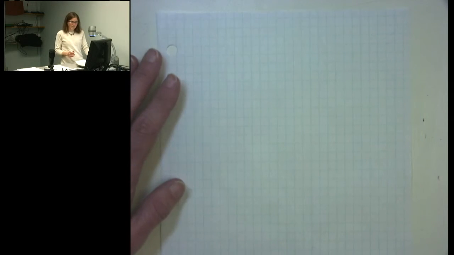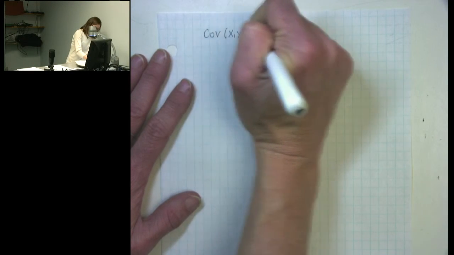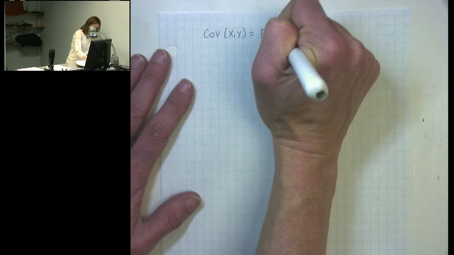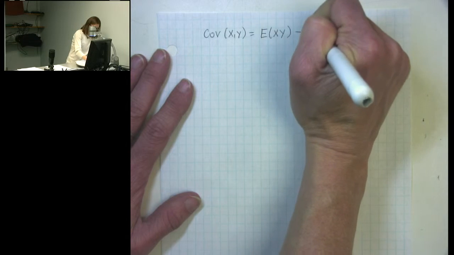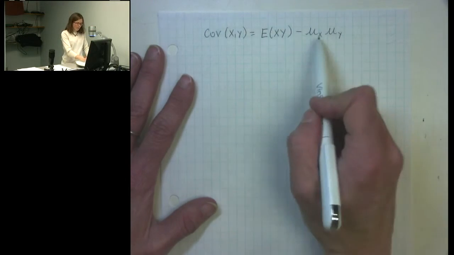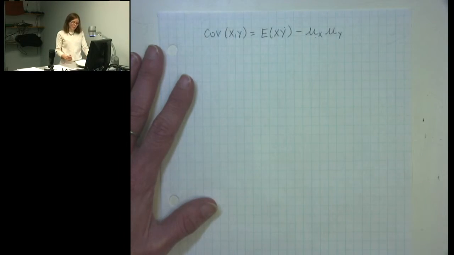Okay, so the next thing I'm going to do is find the covariance of x and y. The covariance of x and y is equal to the expected value of x times y minus the mean of x times the mean of y. Now we know the mean of x and the mean of y, but we need to figure out the expected value of x times y.